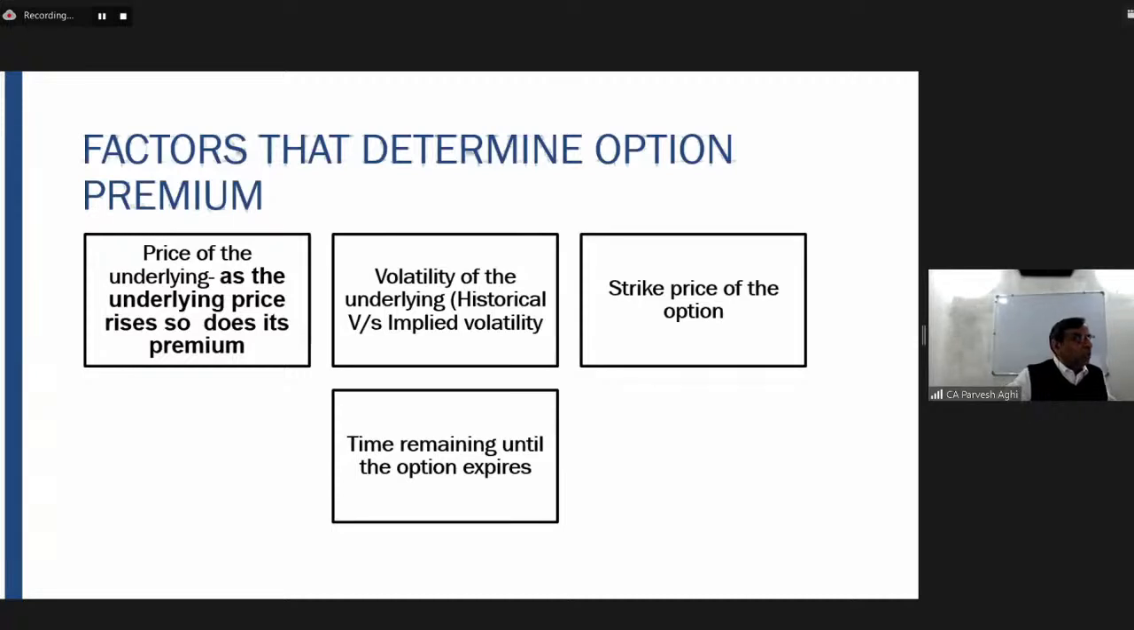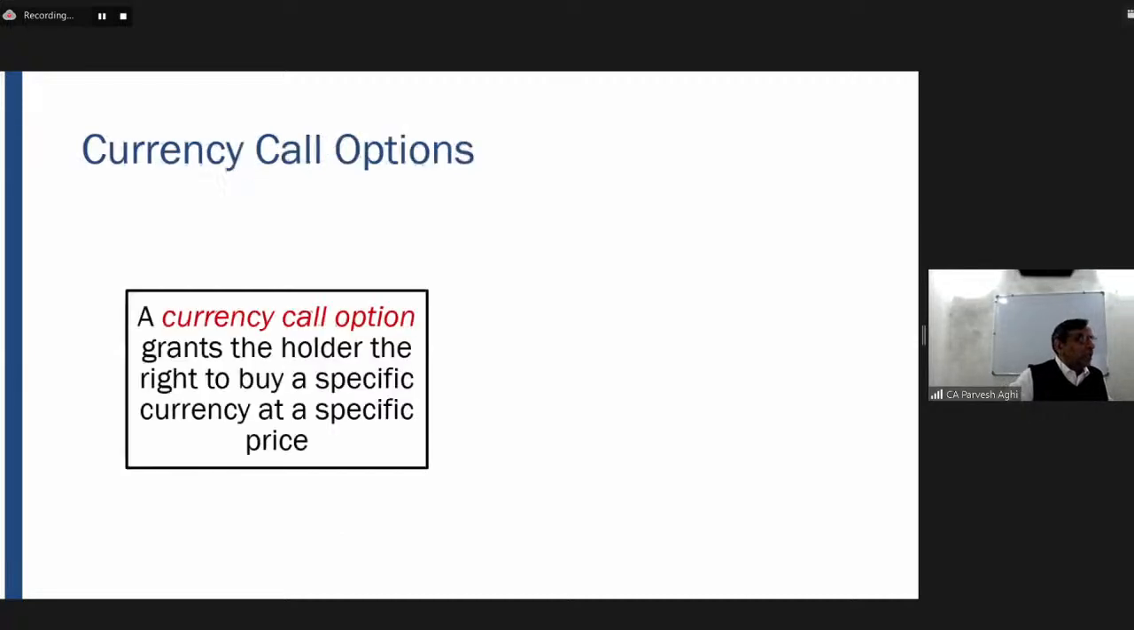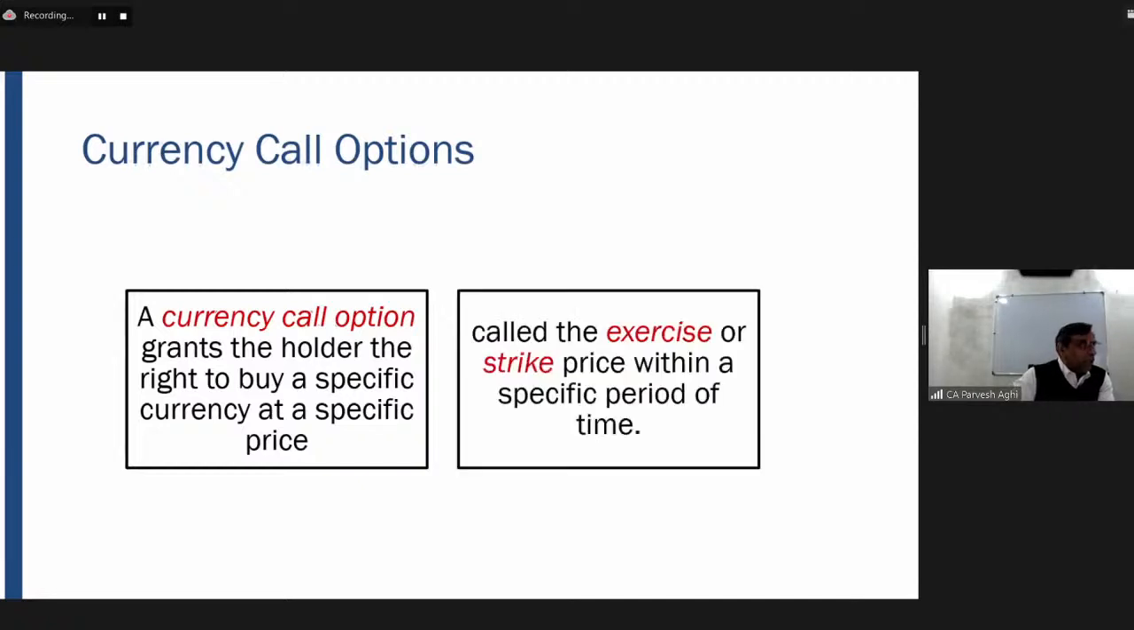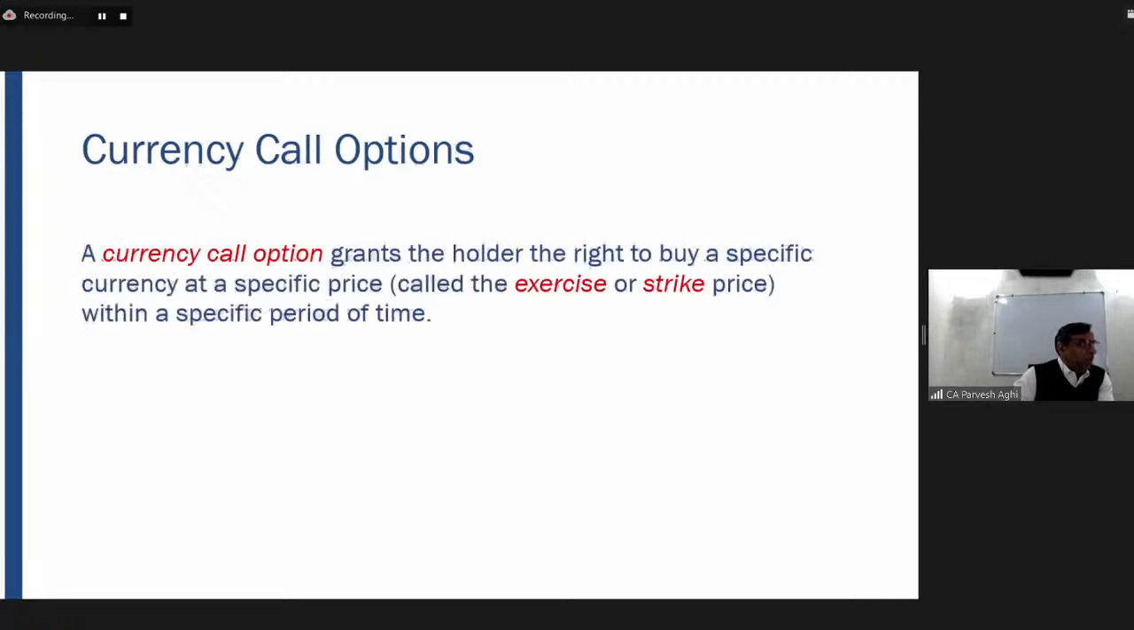So let's not spend most of our time here. So, currency call options, and then we'll be doing some questions also at a later part. A currency call option grants the holder the right to buy a specific currency at a specified price. So that is what we've done, the call option. You get a right to buy. Okay. And the price at which you place your bet is called the exercise price. Okay. And it is always given for a specified period of time. Okay, this we have done.